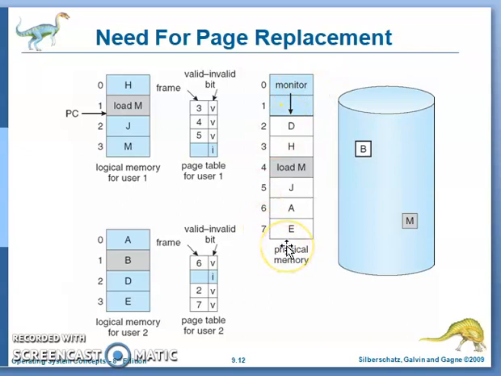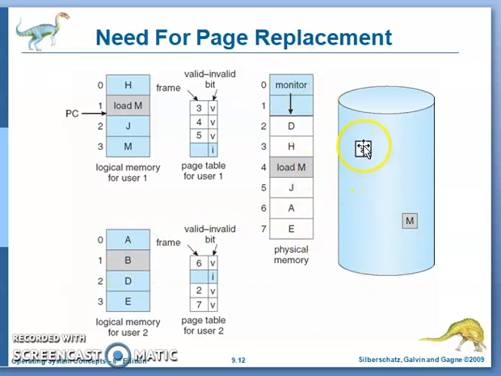Now you search for any free frames in the physical memory. The first 2 frames are occupied by the monitor, which is software, not hardware. The second frame is occupied by D. Frame 3 is again occupied, and 4, 5, 6, 7 too. There is no free frame. So where will you load B into physical memory?